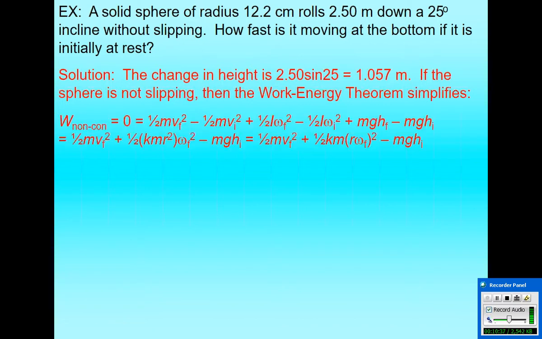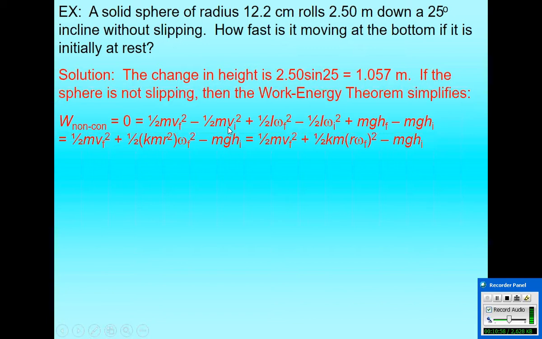Now, let's start looking at the work energy theorem. We know that the work done by non-conservative forces is zero. That's going to be equal to the change in regular kinetic energy plus the change in rotational kinetic energy plus the change in gravitational potential energy. Like I said, we don't have elastic potential energy.